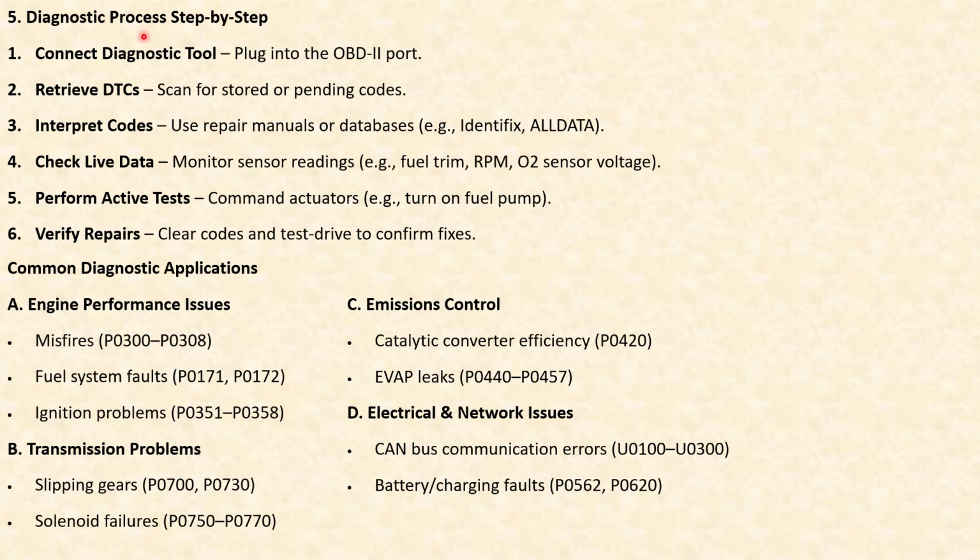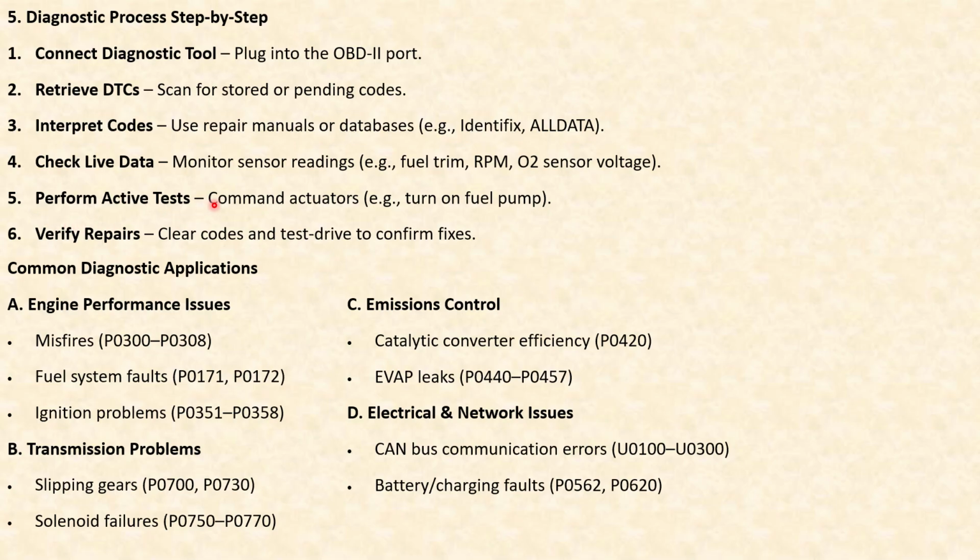Now, how do you go about it? First, you connect the diagnostic tool, plug into the OBD-II port. Next, retrieve the DTCs, scan for stored or pending codes, and interpret the codes, use repair manuals or databases. And you also check live data. Next, you check the live data through the multi-sensor readings. What is the fuel trim, what is the RPM, what is the O2 sensor voltage, oxygen sensor voltage, all these things you proactively check in live.